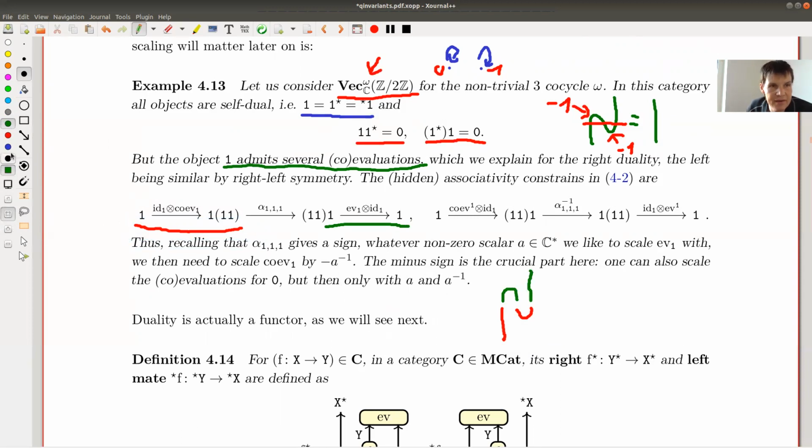Fantastic. And because this was this kind of funny category where everything was twisted, if you write it down in the strict setup, you will see there's a bracketing isomorphism in between. So you have a choice of bracket here, and what you need to put here is the associator, alpha. And alpha actually is a sign in this case. Okay, alpha puts a sign.